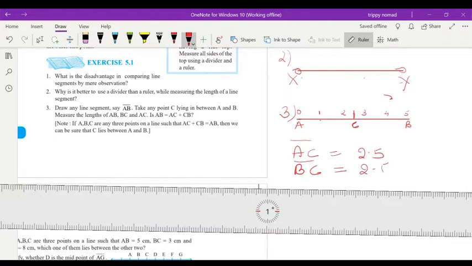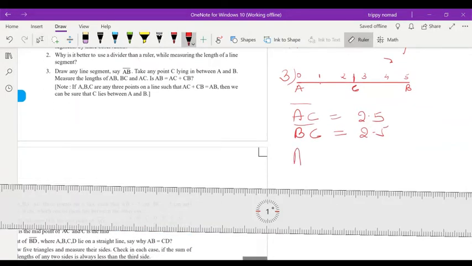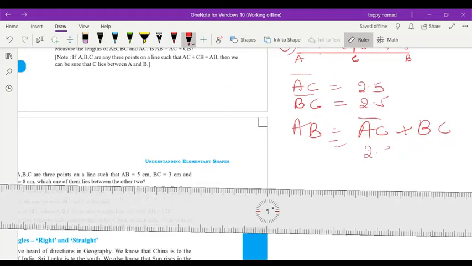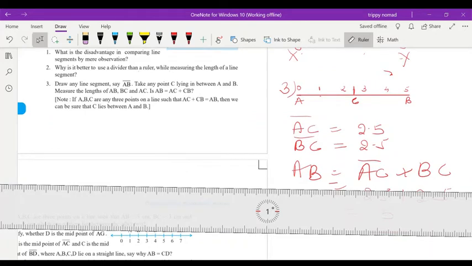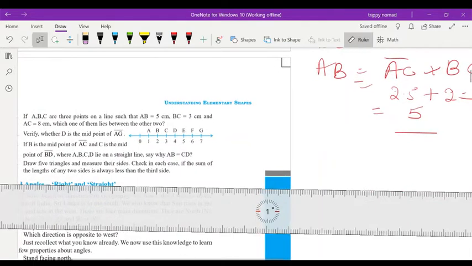Then AB is equal to AC plus BC. Okay, 2.5 plus 2.5. What will you get? 5. Understood children? And you may take it in centimeters. Here on my scale it was not written meter or centimeter. I think I have drawn it exactly, but you have to use your scale to draw, and accurate measurement you can take with the help of your scale also.